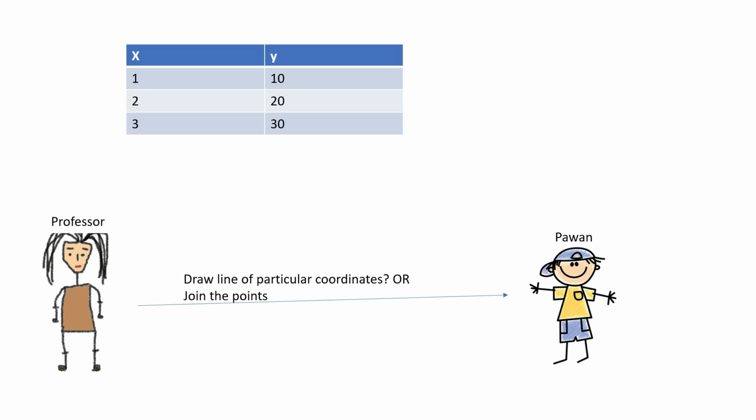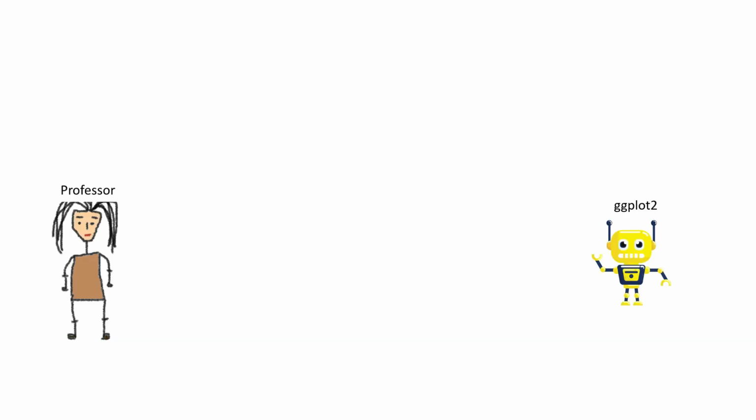Suppose you want to draw a line of particular coordinates. A line is basically a joining of multiple points. So first we draw likewise. Suppose we have 4 points, then we just join the points. That's it. That is called a line.